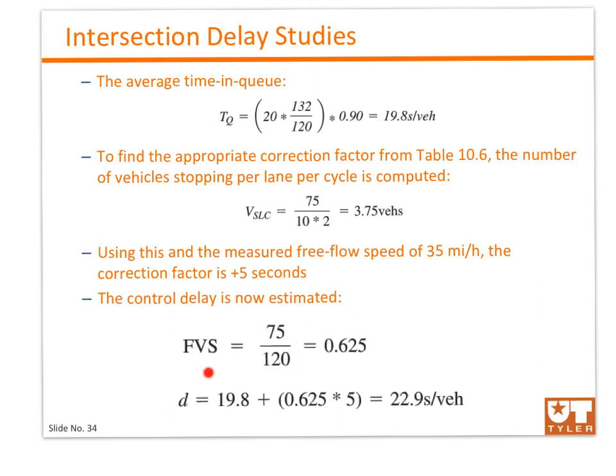Once we get this, now we can arrive at the last equation, which is the delay, equal to 19.8, which is TQ, plus FVS, which is 0.625, times the correction factor that we got from table 10.6, which is 5. So the delay is estimated as 19.8 plus 0.625 times 5. And now this is the delay per vehicle. Every vehicle will get delayed at this location by 22.9 seconds.